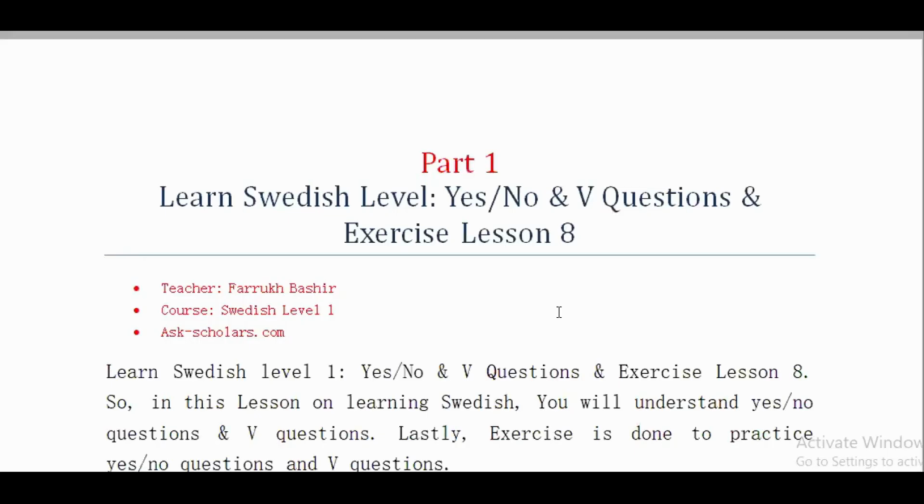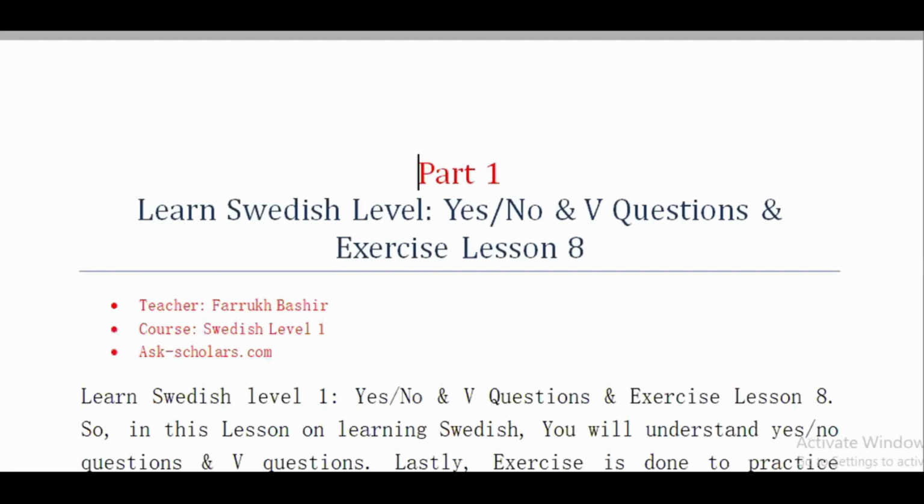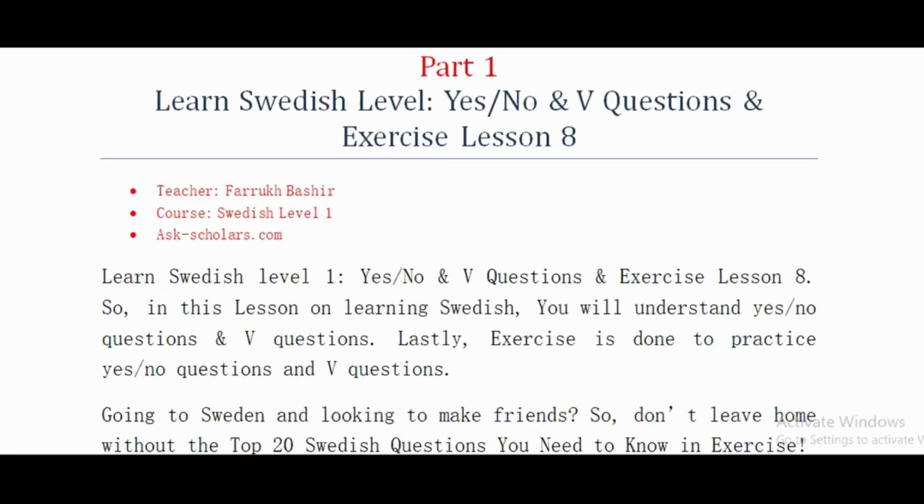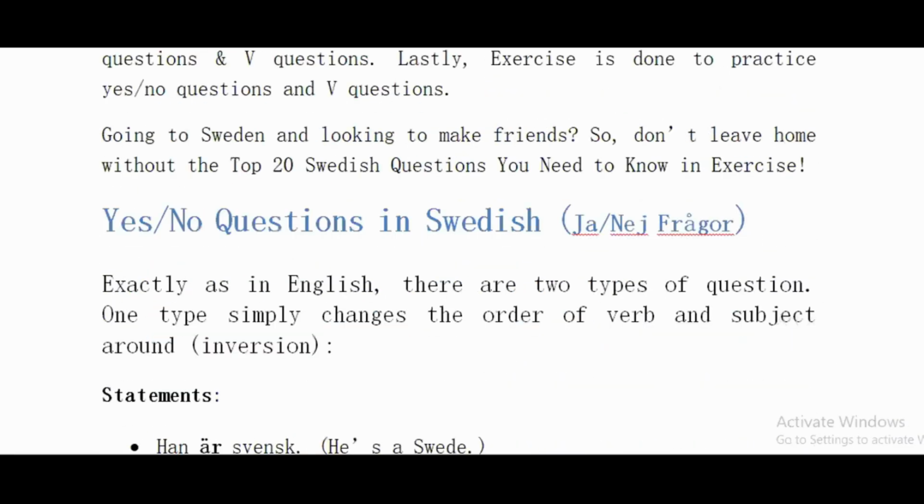We'll start with yes/no questions and W questions, and we also have an exercise in this lesson, number 8. There are basically two types of questions in Swedish: yes/no questions and W questions. W questions are basically the same as in English, so we call them W questions here. We'll first start with yes/no questions, or ja/nej frågor, meaning yes/no questions.